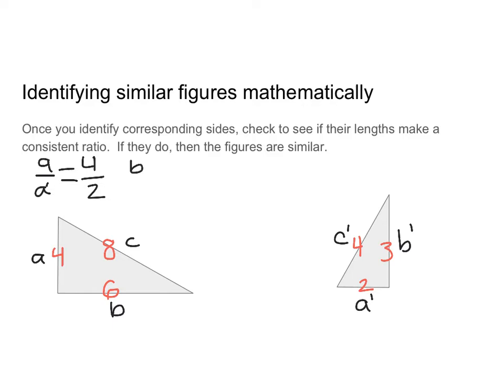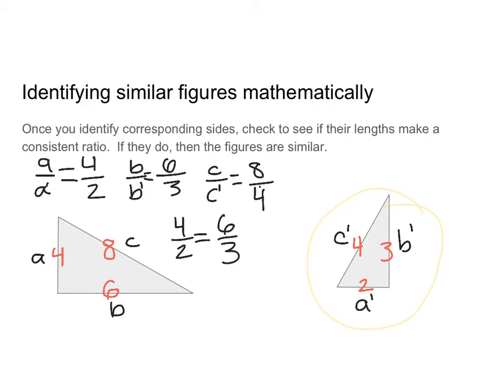We'll make a ratio for B to B prime, and that is 6 to 3. And we'll make a ratio for C to C prime, and that's 8 to 4. Now you may already be able to see that the side lengths on the second triangle, the smaller one, are half of the side lengths on the first one. And so that means that they are similar. But we can go ahead and prove it mathematically anyways.